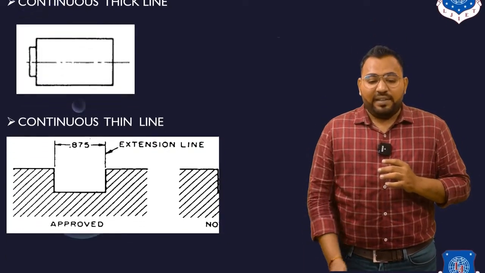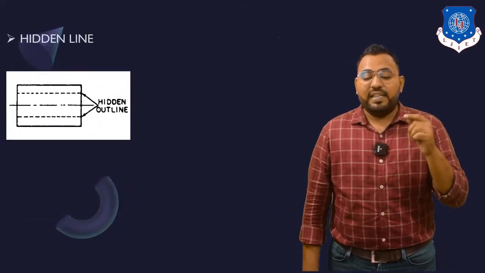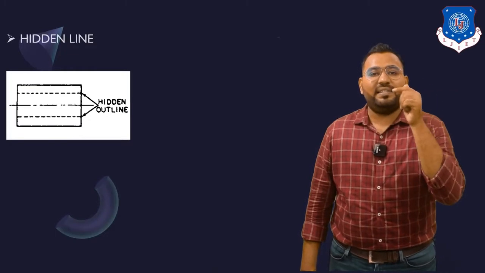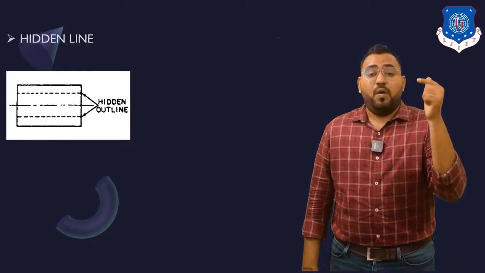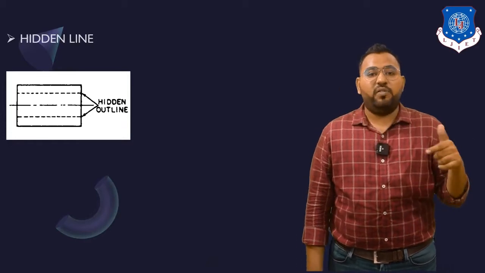So now the next line, as you can see on your screen, is the hidden line, okay. You can see that dash line on your screen, dash, dash, dash, dash. There are two hidden lines, one in the upper part and second in the lower part.